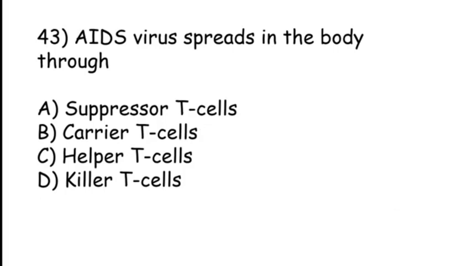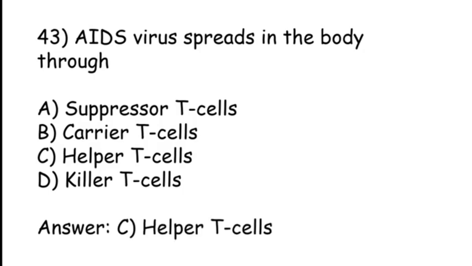The AIDS virus spreads in the body through suppressor T cells, carrier T cells, helper T cells, killer T cells? The correct answer is option C, helper T cells.